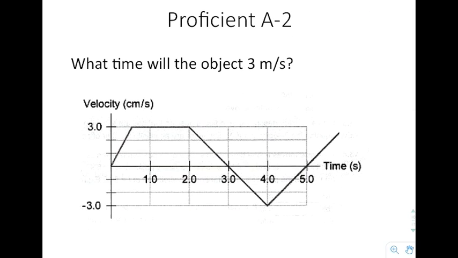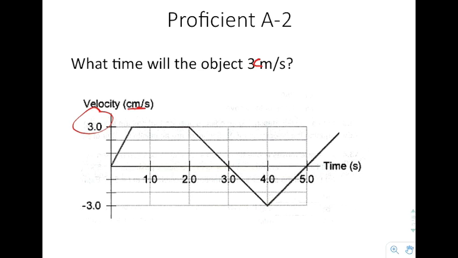On this one, it says, what time will the object be at 3, it should say centimeters per second, because we're at centimeters per second right here. So we want to know what time the object will be at 3 centimeters per second. So when you look at this, we've got to go to 3 centimeters per second, and that's right here.